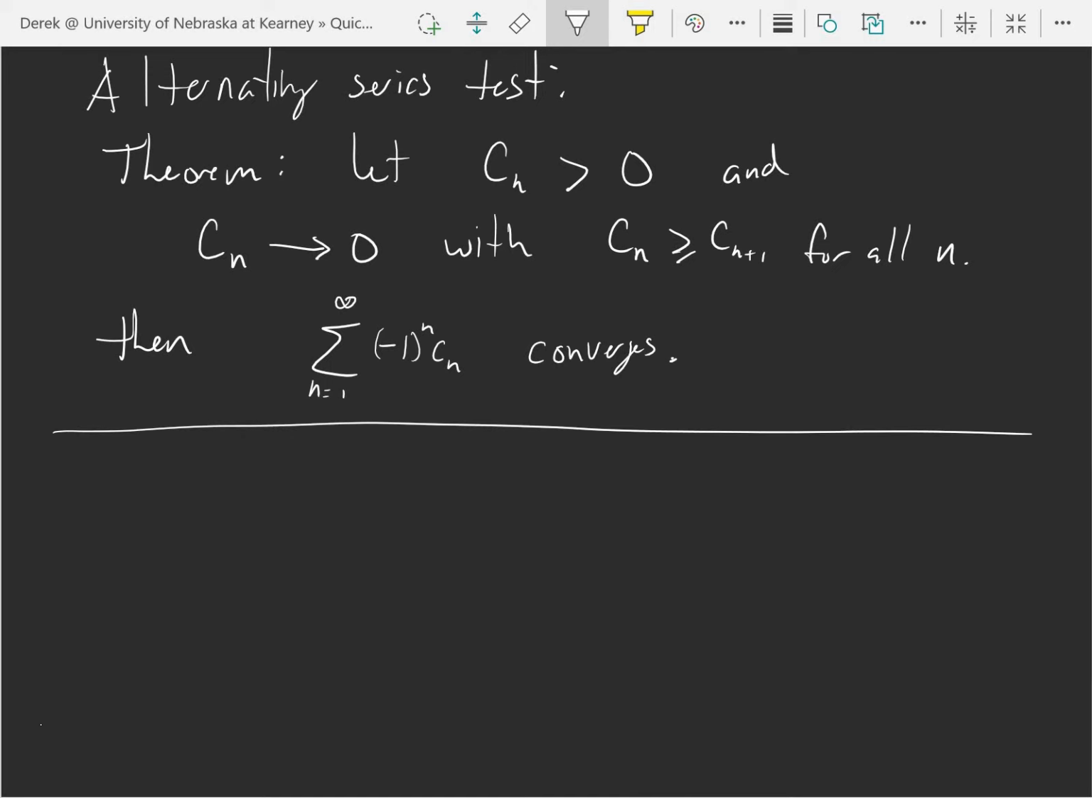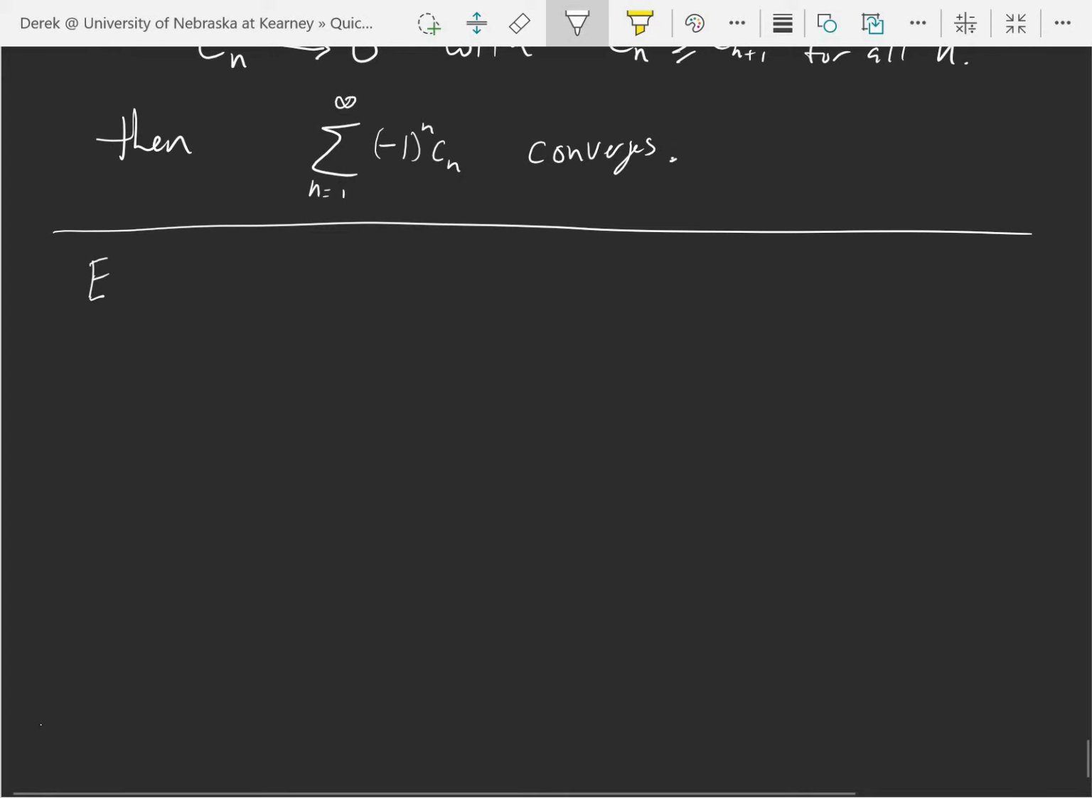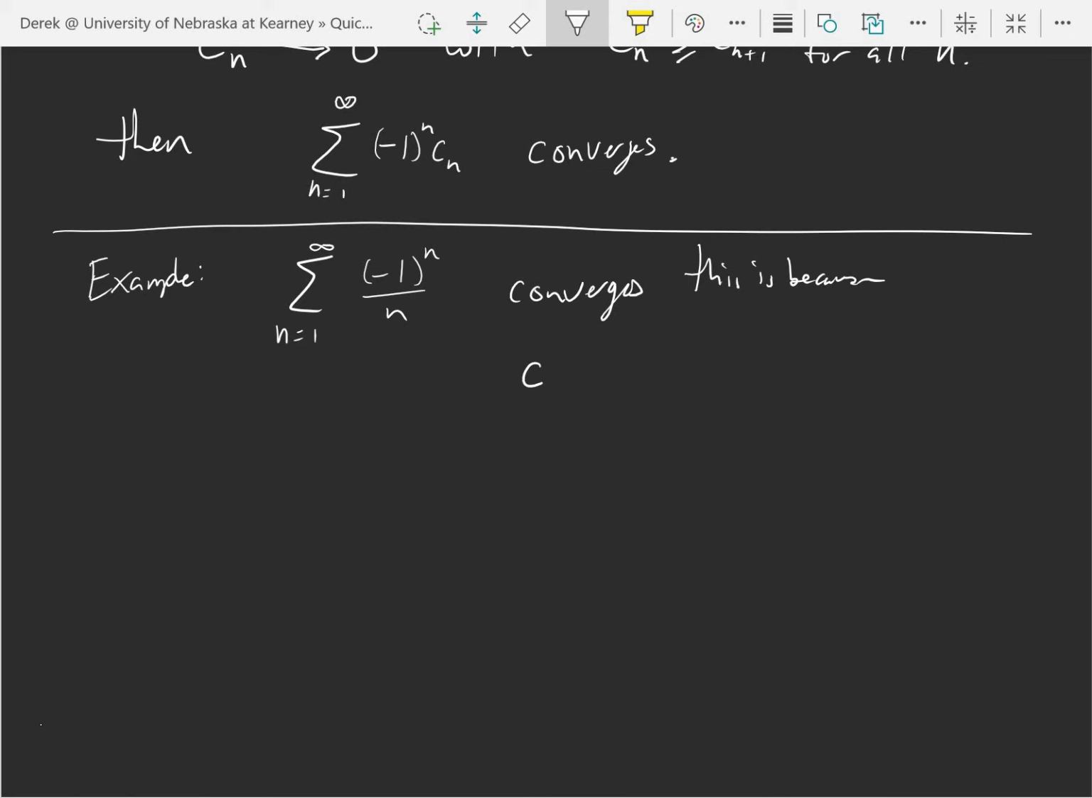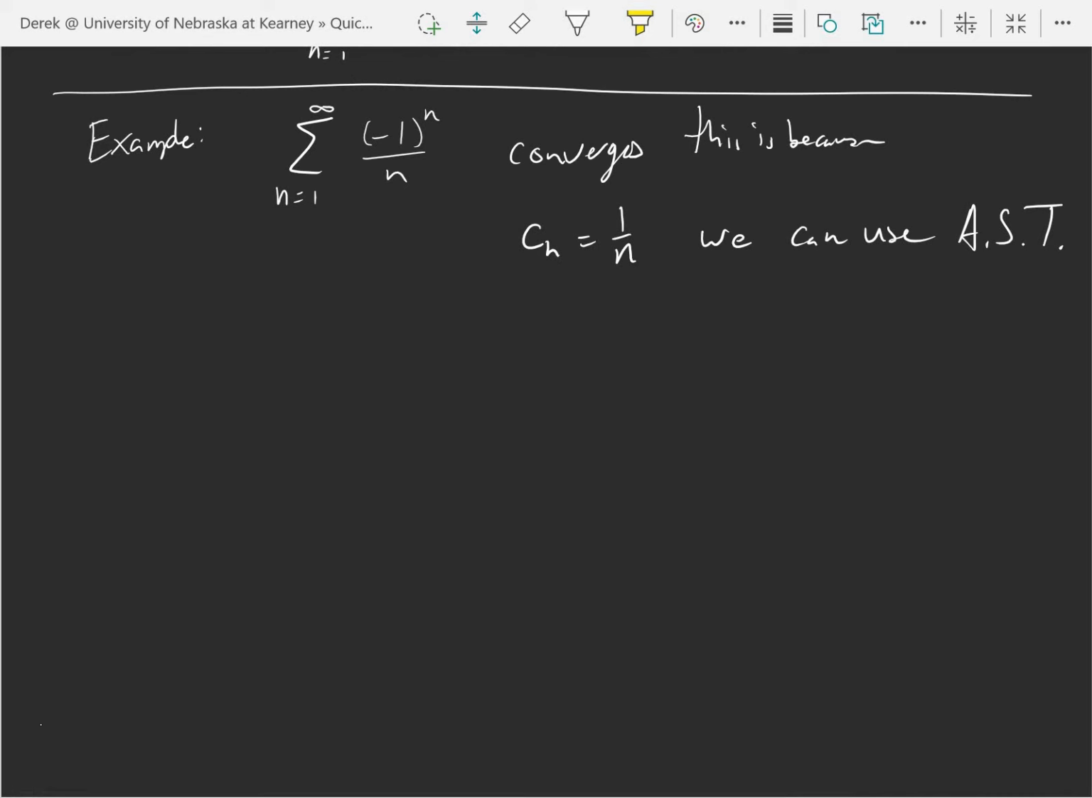Okay. So for example, we can't compute this yet, but I can tell you that the sum of negative 1 to the n over n from n equals 1 to infinity converges. This is because, setting c sub n equal to 1 over n, we can use the alternating series test. Alright, so let's prove this alternating series test.